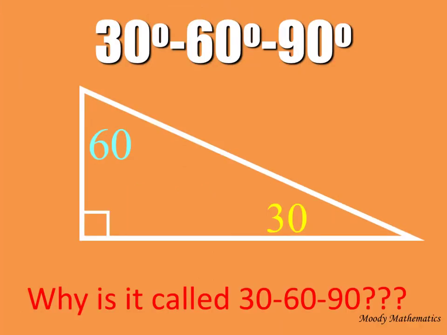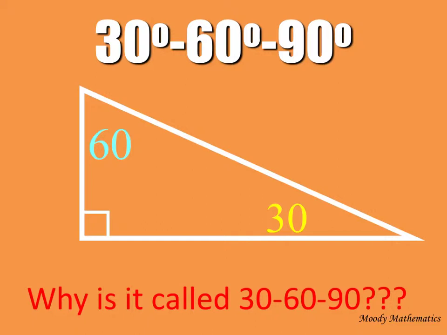The first special triangle that we're going to talk about is a 30, 60, 90 triangle. Why do you think it's called a 30, 60, 90 triangle? If you take a closer look at the angles, one's 30, one's 60, and one is 90.